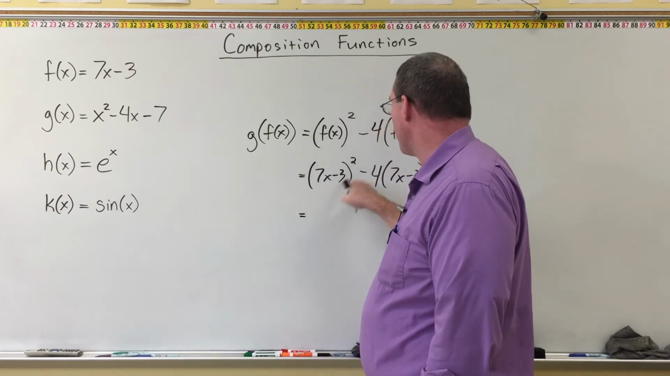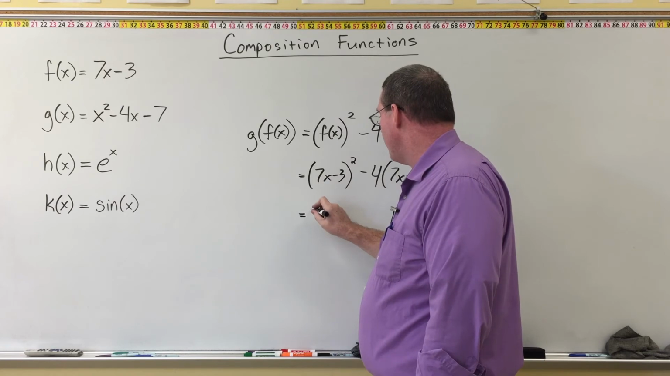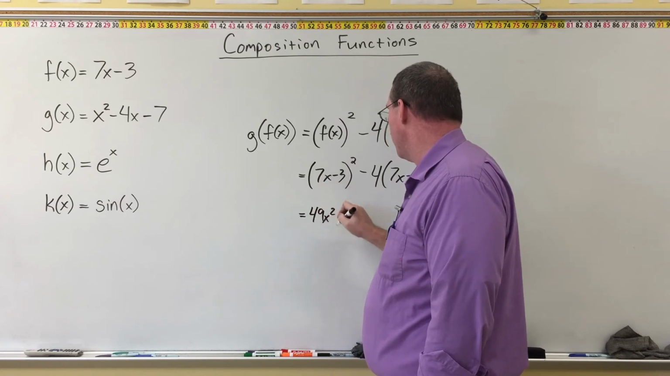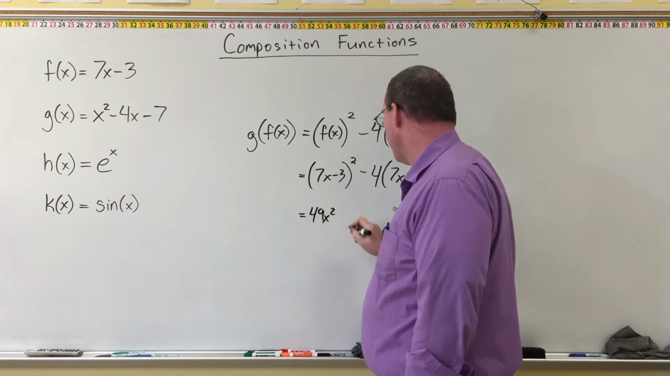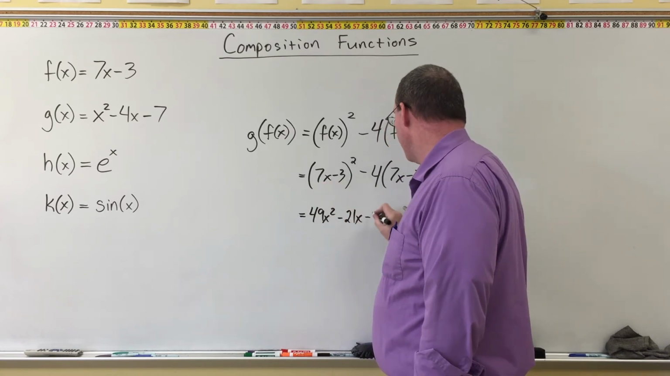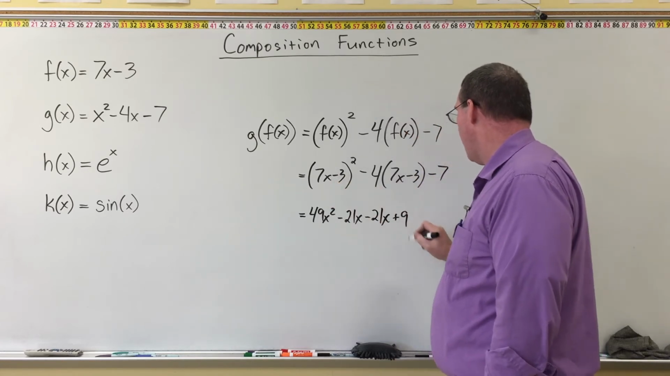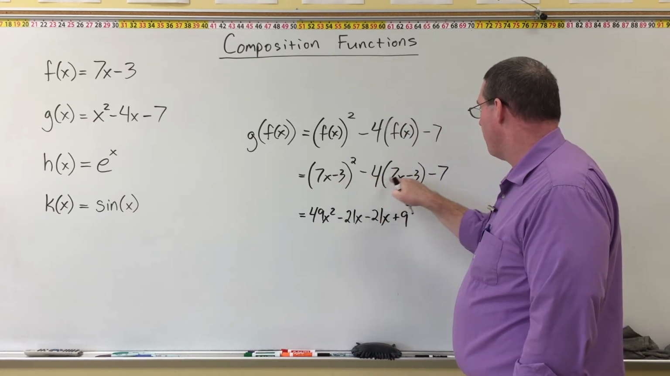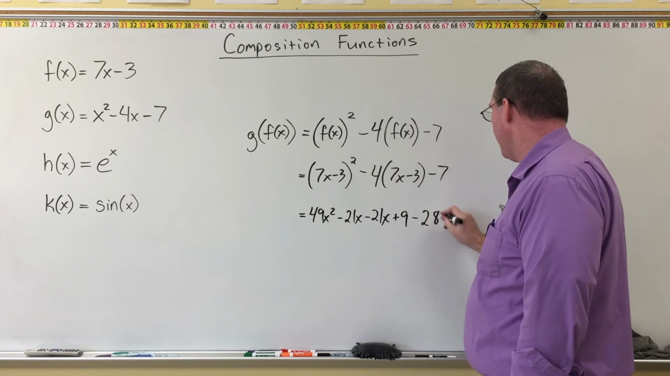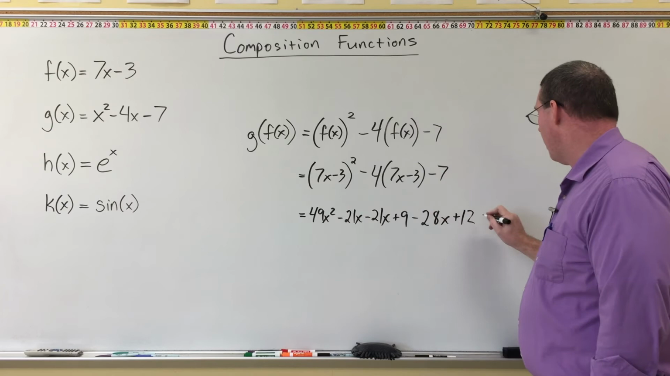So 7x minus 3 squared would become 7x times 7x. That's 49x squared. Negative 3 times 7x is minus 21x. Then 7x times negative 3, another minus 21x. Negative 3 times negative 3 is plus 9. Coming over here, negative 4 times 7x is minus 28x. Negative 4 times negative 3 is plus 12. And then finally, minus 7.